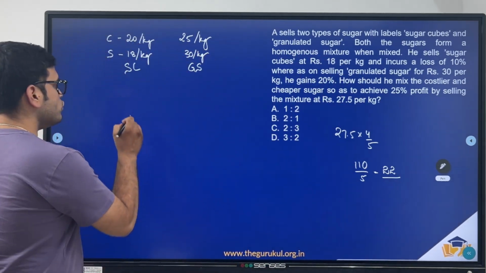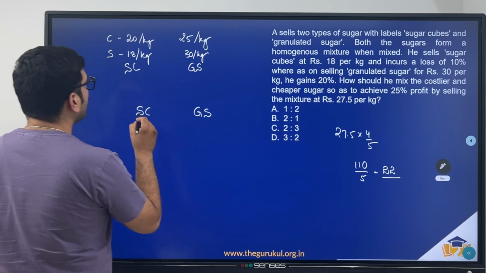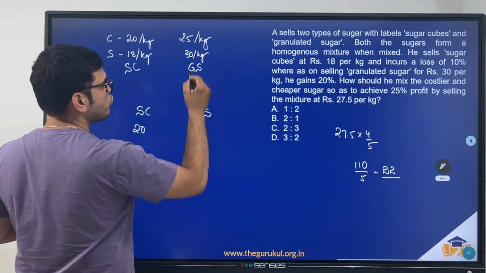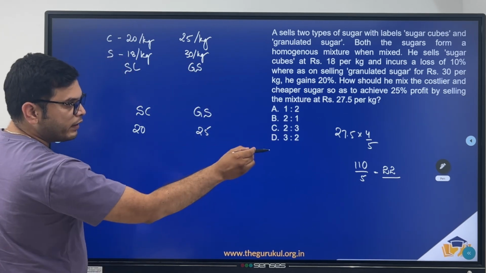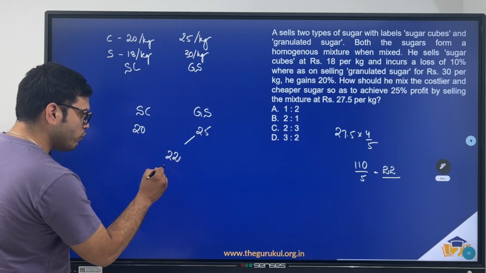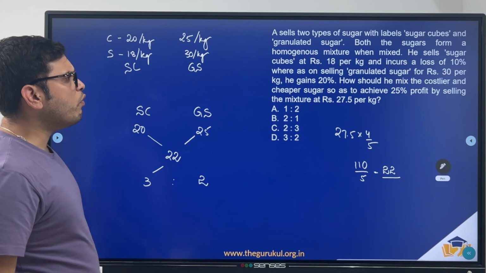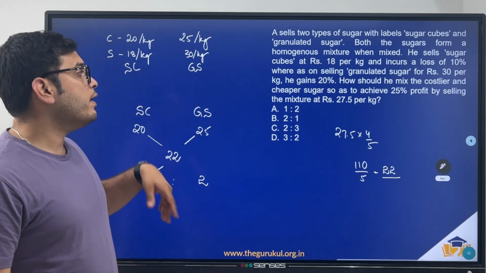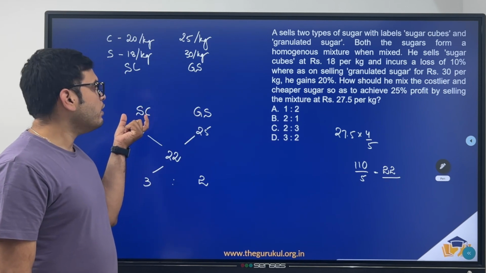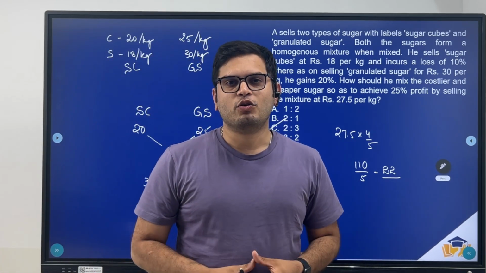So in what ratio should he be mixing these two, sugar cubes and granulated sugar? Now the cost price of sugar cubes is rupees 20 per kg, granulated sugar is 25 per kg, so that he'll be getting an average cost price of 22 rupees per kg, right? So that would be 25 minus 22, 3 is to 22 minus 20, 2. Now what was asked? How should we mix the costlier and the cheaper sugar, right? So costlier one is granulated and the cheaper one is sugar cubes. So what should be the ratio? It should be 2 is to 3. Hence option C should be the answer to this question.